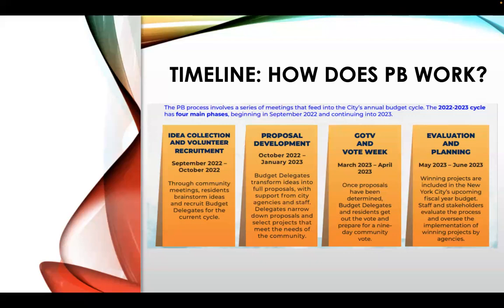And then the next phase is evaluation and planning. That's from May to June in 2023. The winning projects will be included in the New York City's upcoming fiscal year budget, and we will evaluate the process and oversee the implementation of the winning projects by agencies. So that's when all the magic can finally happen, when we get all the funding.